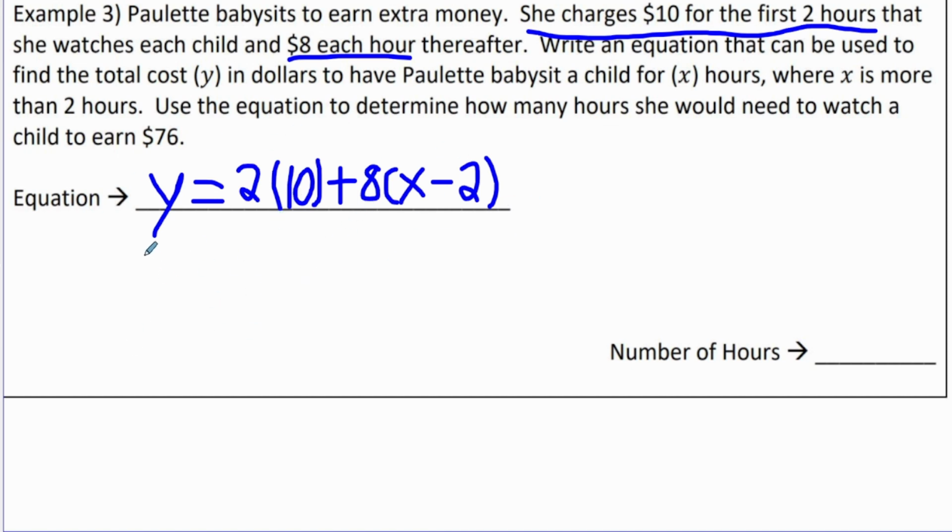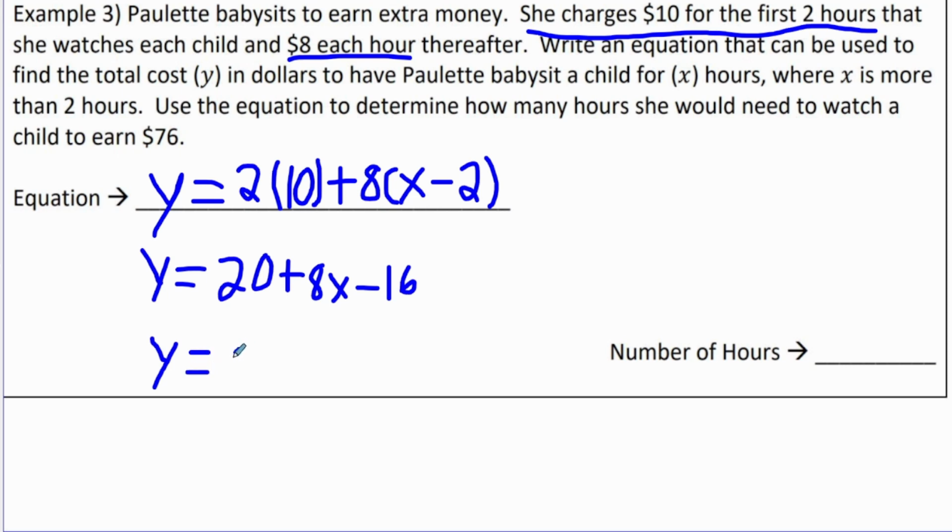So this would be our equation. And then we can simplify that equation, right? So we have y equals, then we have 2 times 10 equals 20. Then plus, then we're going to distribute in our 8. So we get 8x minus 16. And combine like terms, and we get 8x plus 4.